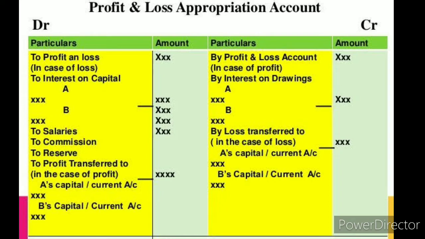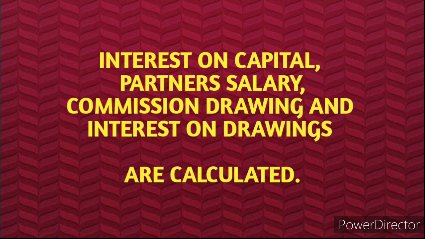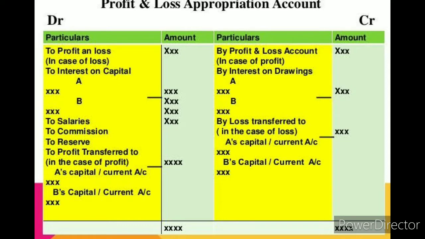The balance of the account, that is credit minus debit, is transferred as the remaining profit either to the capital account or to the current accounts of the partners in their respective pre-decided profit distribution ratio or according to their shares. So in today's lesson, we will see how interest on capital, partner's salary, commission, drawings and interest on drawings are calculated. In this, we will study how these items are calculated.